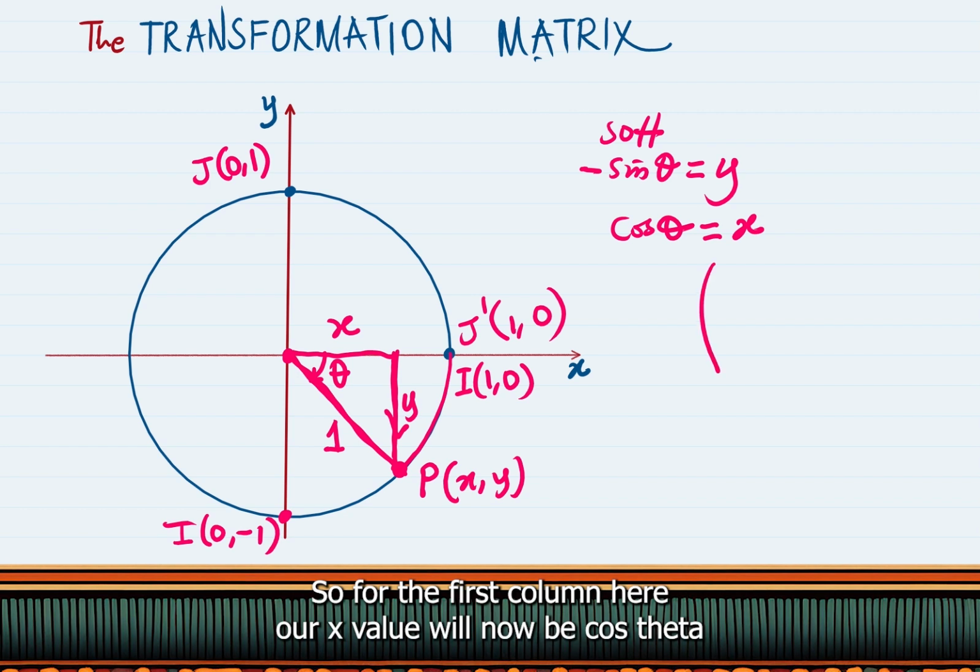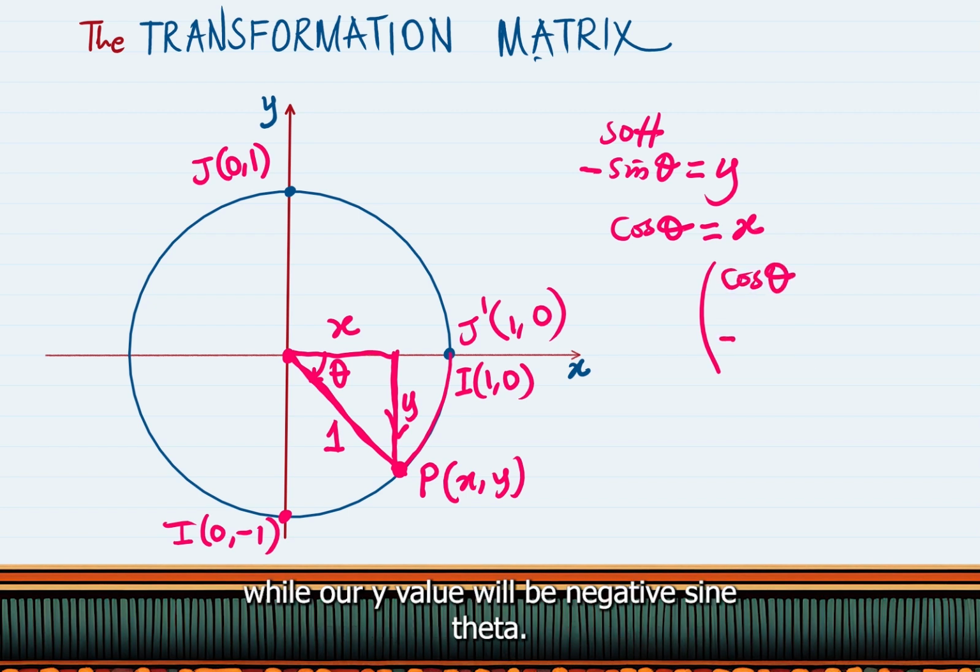So for the first column here, our x value will now be cos theta, while our y value will be negative sine theta.